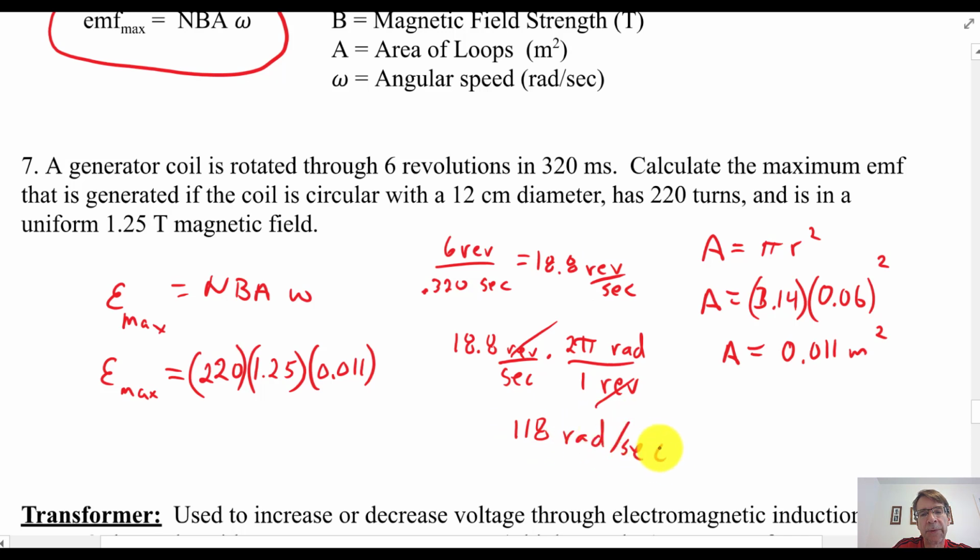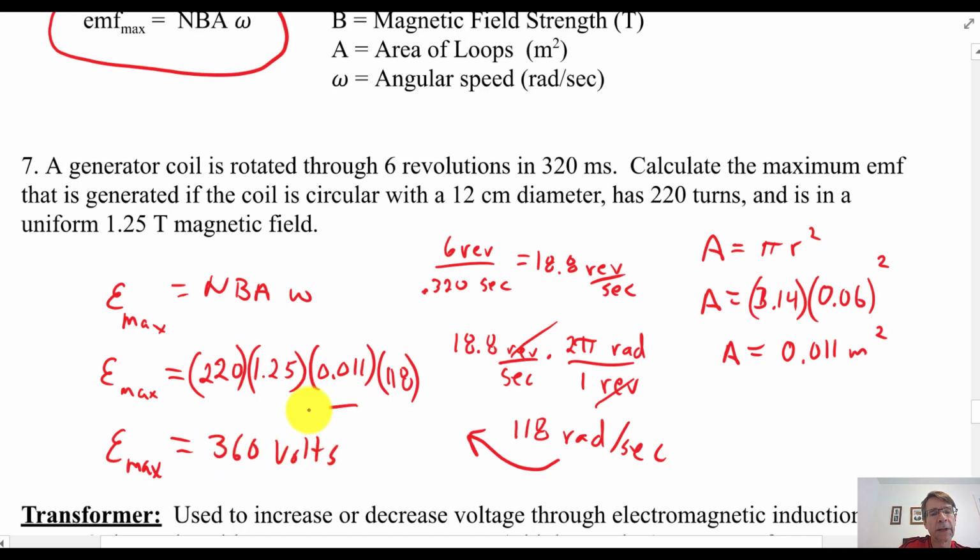So we had to get to radians per second. So I'm going to plug that in over there. That's my last thing. It needs 118. That's 118 there. And then I just multiply those two. That gives me the maximum voltage. It'll oscillate between plus and minus this number as it alternates. That comes out to be, in this case, 360 volts. So that's just the maximum.